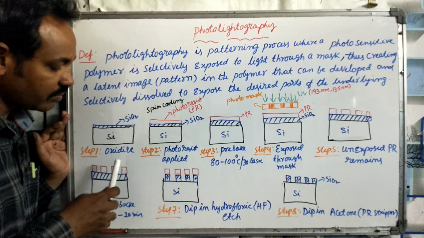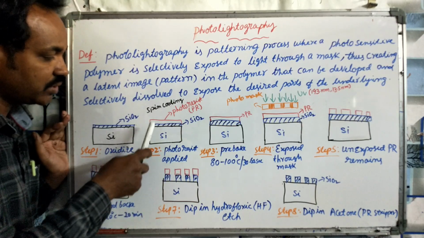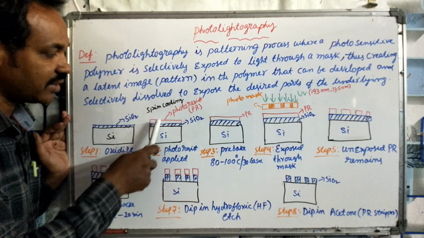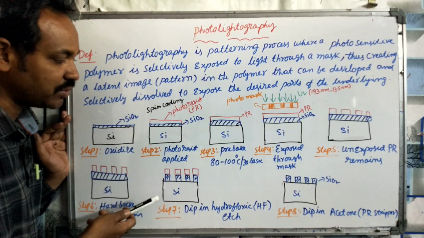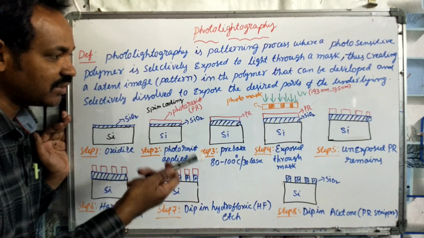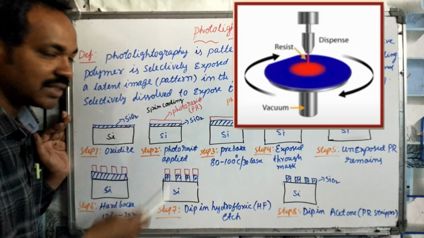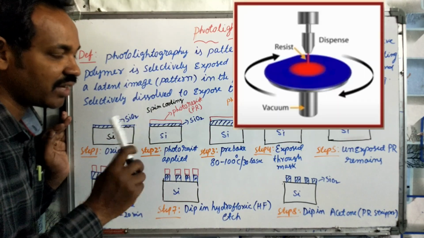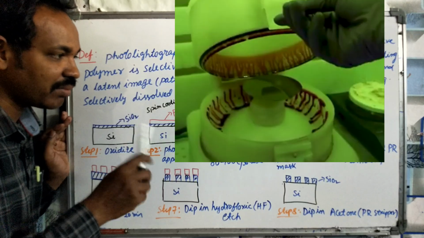Now step number 2: we paste the photoresist material here. Generally it may be dry or wet. For semiconductors we use the dry material. Different materials are available and we choose one, and we apply it using the spin coating method. We take the wafer, add some liquid, and spin it a number of times.